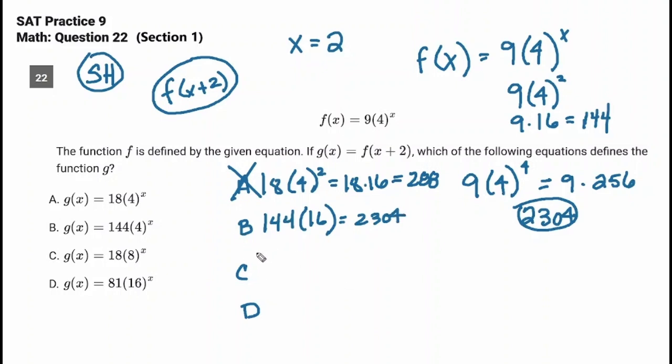If you got some time, let's try C and D. 18 times 8 squared, so 18 times 64. Calculator math. It's 1152. What do you think about that? It's gone. And then this is 81 times 16 squared. That's 256 times 81, which is 20,000 and something. It's obviously too big.